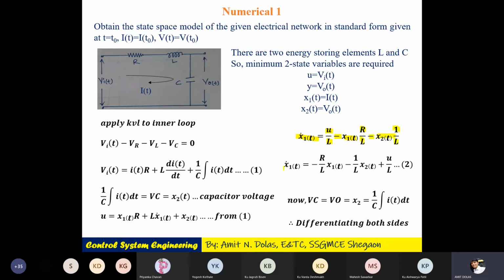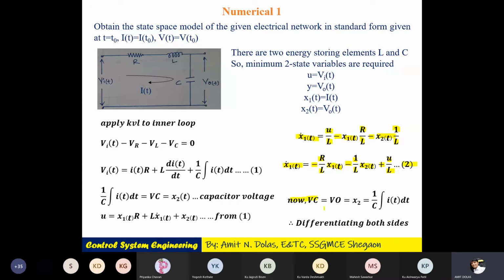So finally we will write this in terms of the sequence of the states, that is x1, x2, x3, up to xn, and then the input. So x dot 1 of t will be equal to minus R by L x1 minus 1 by L x2 plus u by L. So this is equation number 2.